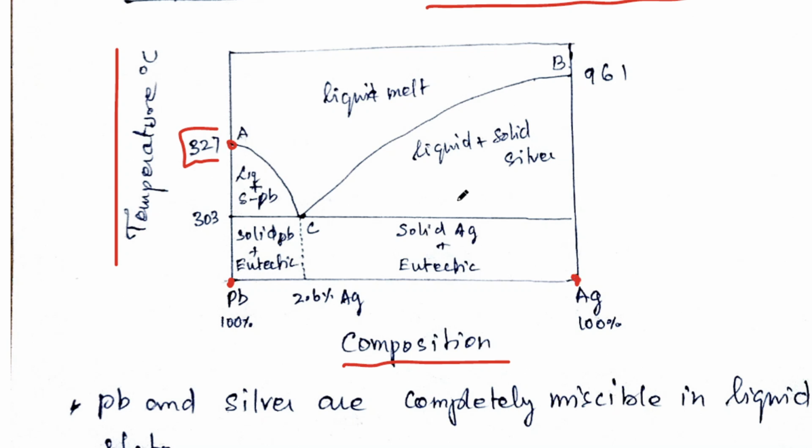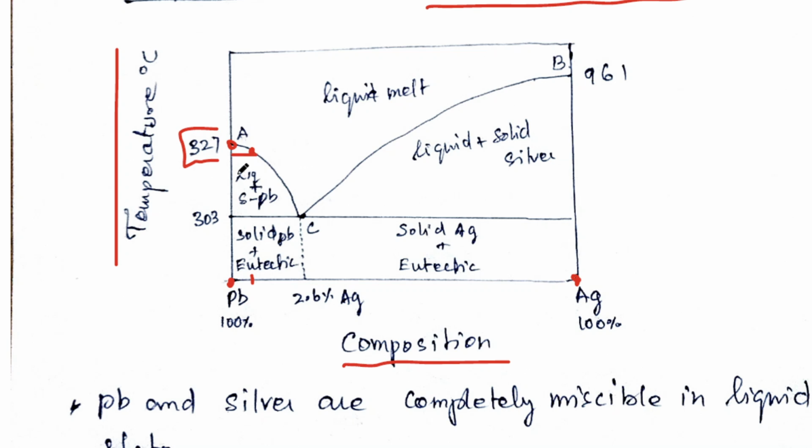What happens when silver is added to lead? That means at this point the lead is not 100%. We have added some silver to that. Let us consider lead is 99.5% and silver is 0.5%. That means I have added a small amount of silver to lead. Now what will be the melting point? You can observe that here the melting point now is below 327. That means the melting point is lowered when silver is added to lead.